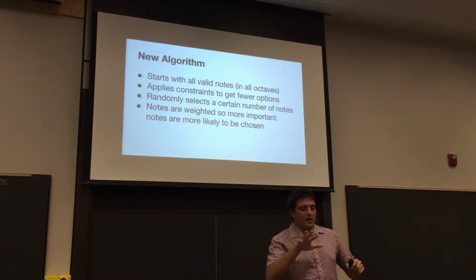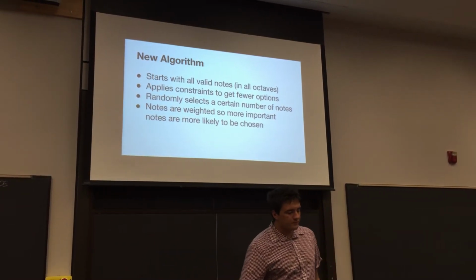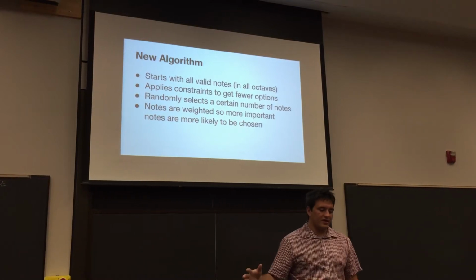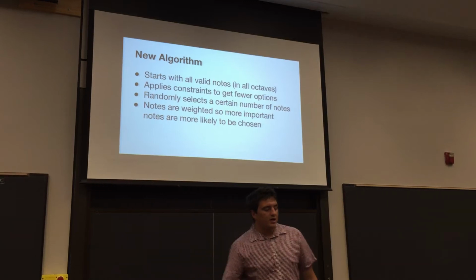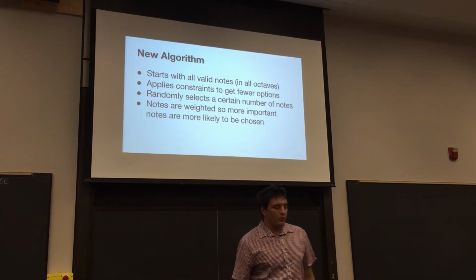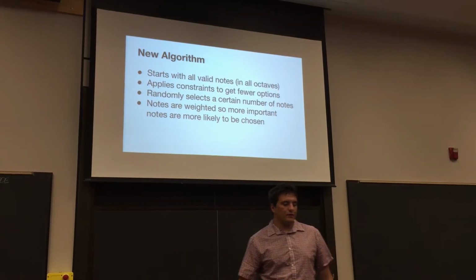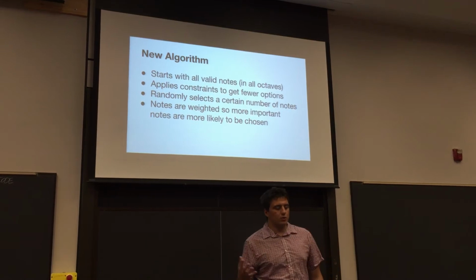We just apply a weighting to all the C's, E's, and G's within the piano's range. And then we'd apply constraints. So for example, we don't want any notes lower than a certain note or higher than another note, to get fewer options and choose easier. Now, we randomly select a certain number of notes within that range, but we weight the notes so that your more desirable notes are more likely to get chosen.